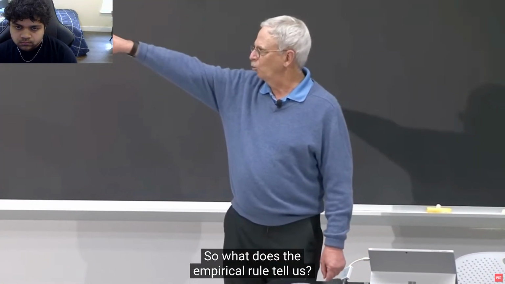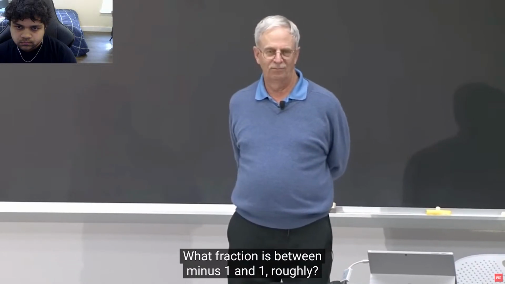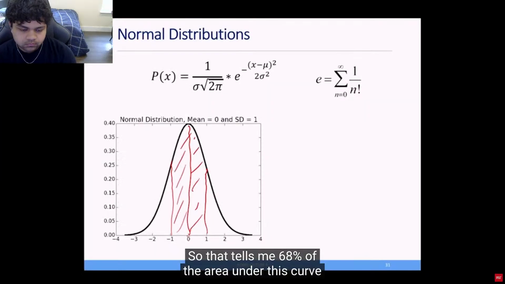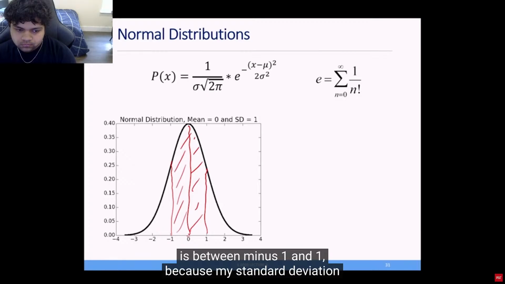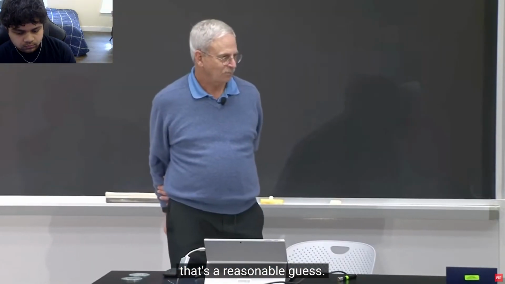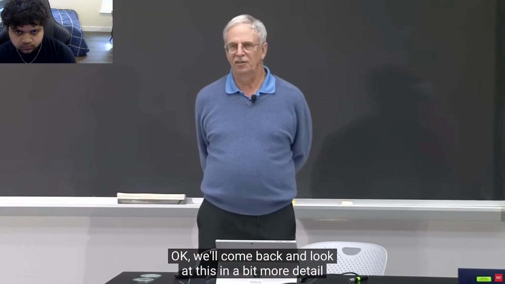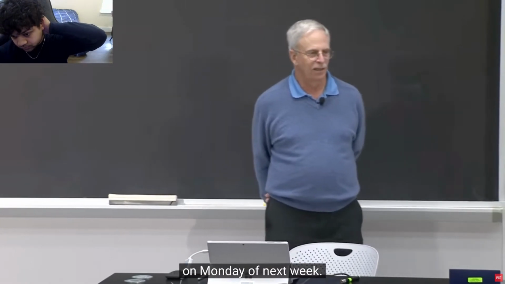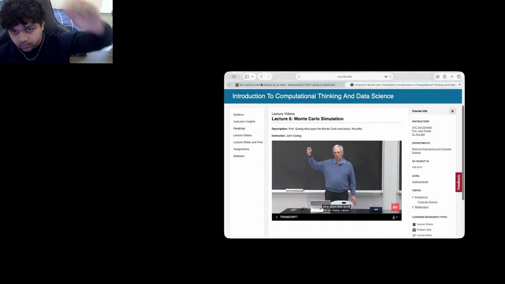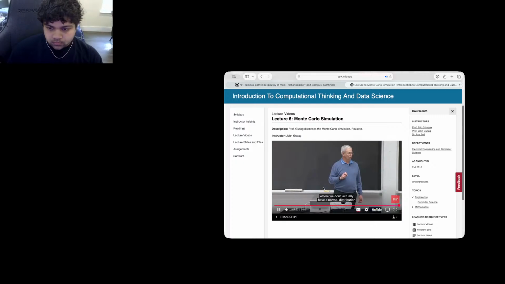And that will tell me the probability. So what does the empirical rule tell us? What fraction is between -1 and 1, roughly? Yeah, 68%, right? So that tells me 68% of the area under this curve is between -1 and 1, because my standard deviation is 1, roughly 68%. And maybe your eyes will convince you that's a reasonable guess. Okay, we'll come back and look at this in a bit more detail on Monday of next week, and also look at the question of why does this work in so many cases where we don't actually have a normal distribution to start with.